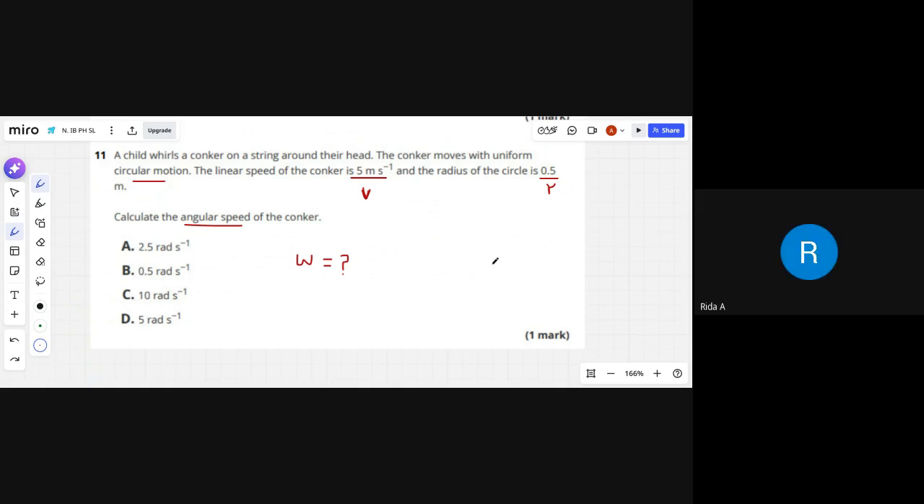You are on the right track, but that was a part of the derivation. We would rather use the direct equations now, right? So the equation was v equals r omega, and you could rearrange for omega, right? So you do 5 over 0.5, which is just 10. Yep, that's right. Very good.